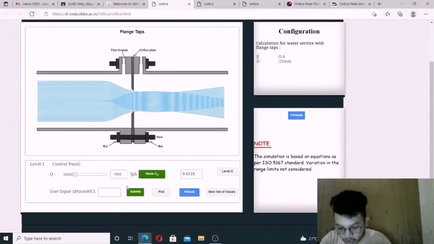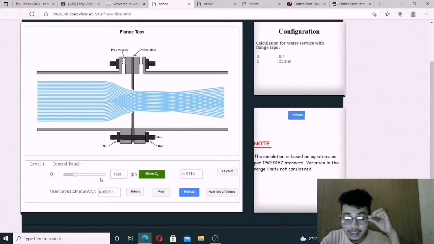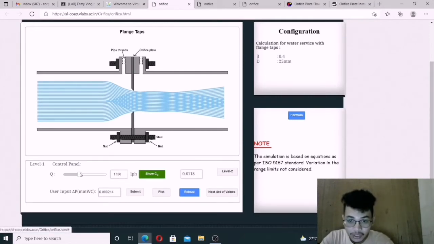So by calculation, we can have the value of 0.000214. Click submit if you already calculated the value of the differential pressure. So we'll be doing this for 3 times, for 4 times. Now we're going to change the volumetric flow rate. We're not changing it, increasing the volumetric flow rate to 1777.